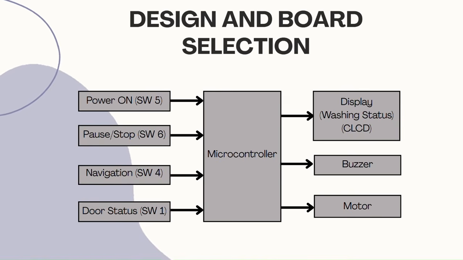Now, the microcontroller that I have used is PIC16F877A microcontroller. On the output side, CLCD is used for displaying all the contents such as washing programs, water levels, timings, and more. And then buzzer is used for depicting the door status as well as indicating when the program is completed. Motor is used for indicating the ongoing process in the washing machine.